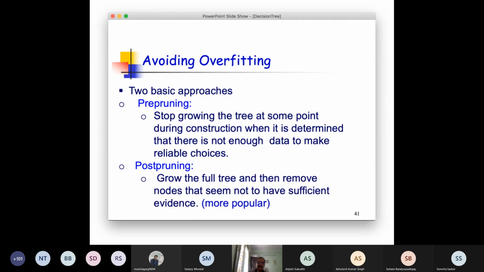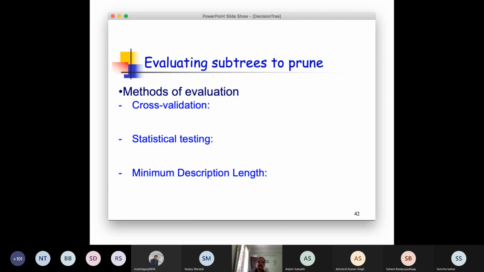So we'll have a little more discussion on that. This is what it is: grow the full tree and then remove nodes that seem not to have sufficient evidence. So what are the evaluations? I just mentioned that with respect to test samples, you can do it. That is called cross validation. Now that is not the only evaluation method. There are two other methods that are also described here. So briefly, I will just mention them.